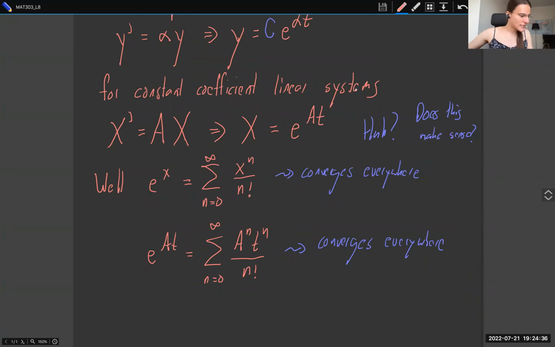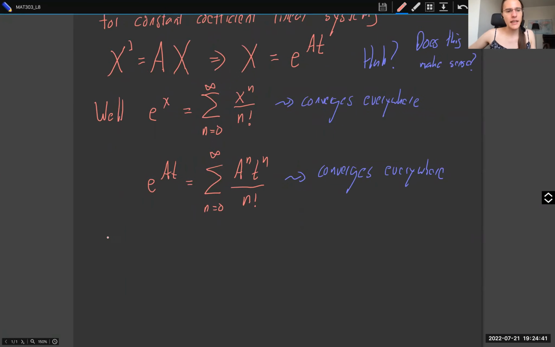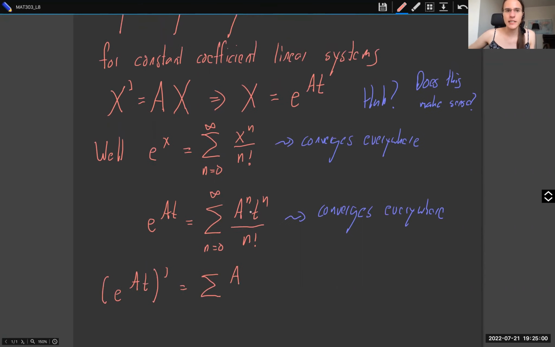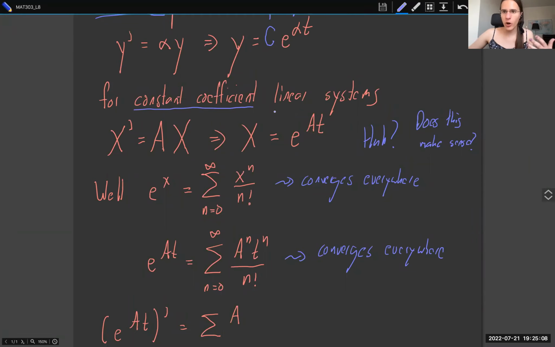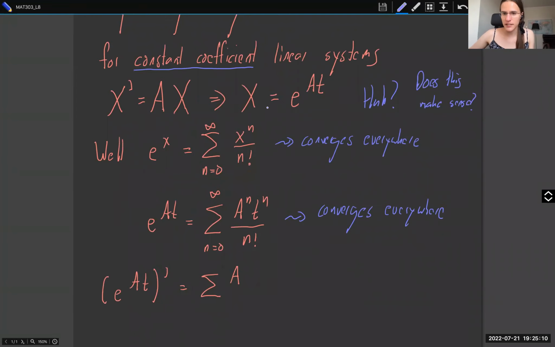So by the way, let's see if this solves the problem. If we take e to the At and we take its derivative, then we're going to differentiate this power series term by term with respect to t. So what that's going to give us is the sum. Now, A is just constants. We are using that it's a constant coefficient system here, in a very crucial way. So we're not going to get a product rule thing because it's just a constant matrix.